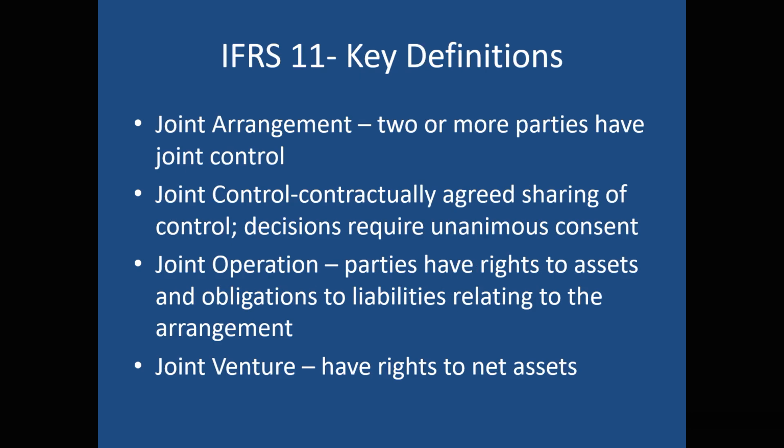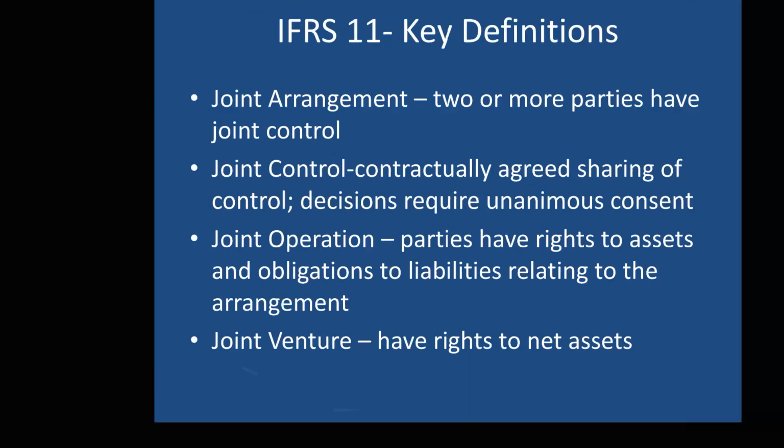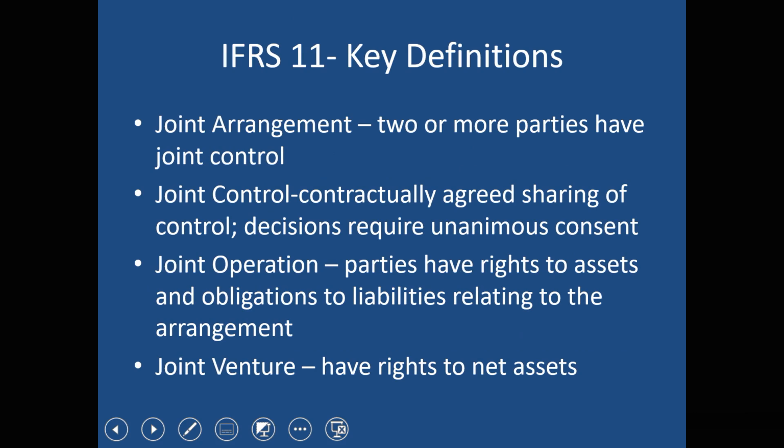Joint arrangement, where two or more parties have joint control. So, if we have entity A, B, C, and they agree among themselves that they will control entity D, then entity ABC are parties to a joint arrangement because they have joint control. And joint control then means contractually agreed sharing of control in which decisions require unanimous consent of all parties to the arrangement. Unanimous consent.